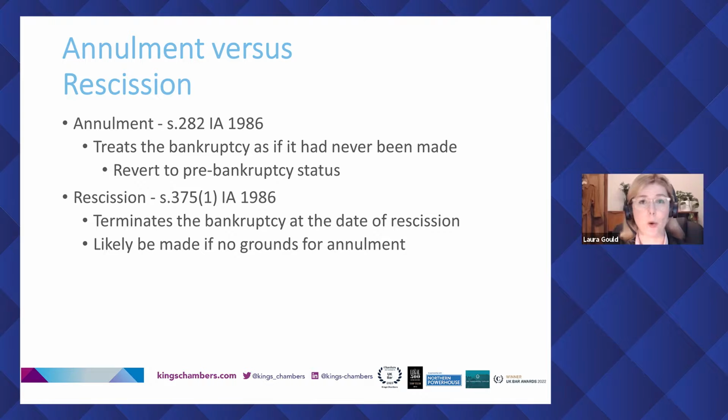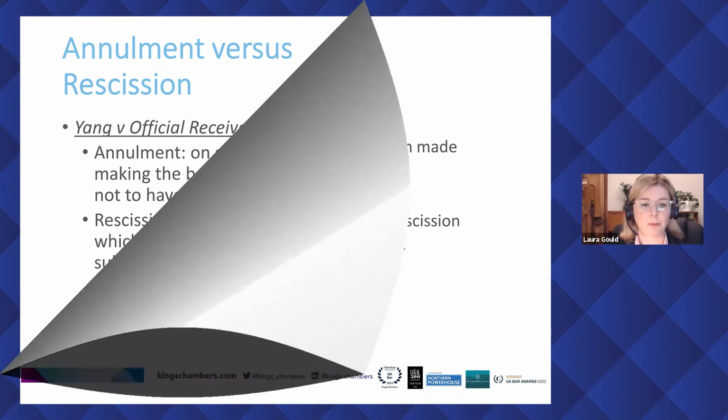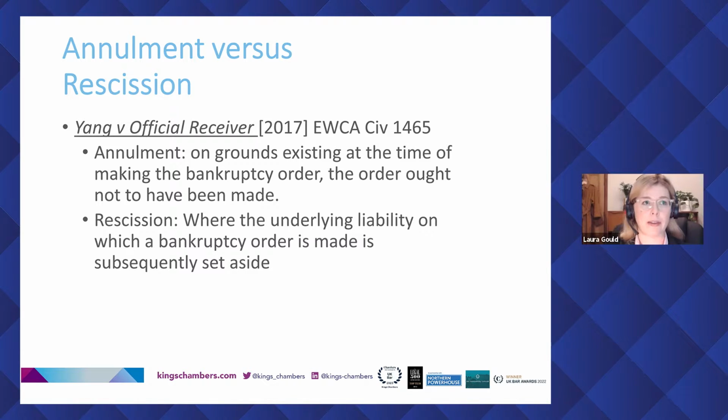Whereas a rescission is not quite as good under Section 375(1) of the Insolvency Act. That terminates the bankruptcy at the date of the rescission. So really that's looking for terminating the bankruptcy early, but it's likely you're only going to be going for a rescission if there are no grounds for an annulment, because that would give the bankrupt a better result. I won't tread on Nick's toes as to what the grounds are, but you'll come on to see that they are different. Just in some headline terms, though, if we can have the next slide, please, Nick, just to try and again set in context the difference.